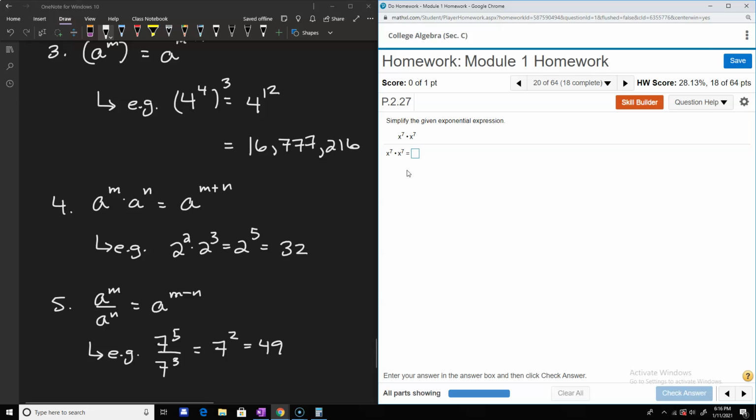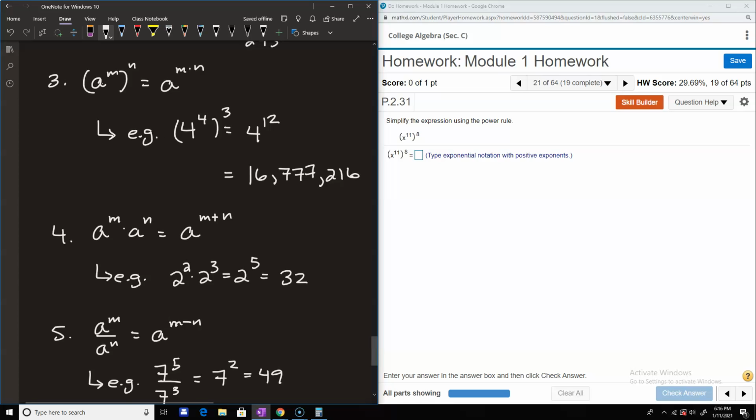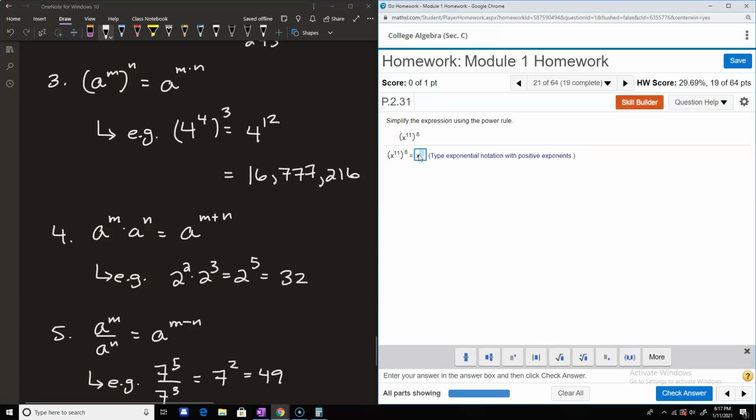Okay. Again, this x to the 7th times x to the 7th, we'd be using property 4. The base is x, and we just want to add those two exponents. 7 plus 7 would make 14. So this should be x to the 14th. So we've kind of got a recap of exponents. What are we doing here? This is property number 3, which says that we want to multiply those exponents. If you look back at property number 3, we have x to the 11th to the 8th. So 11 is acting like m, and 8 is acting like n. So this should be x to the 88th, just applying property number 3.